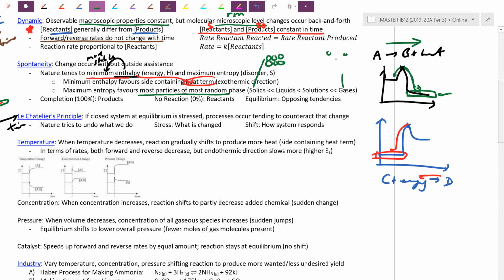Instead, as you get to gases, I've heated the system up so much that they can actually expand through the rest of the container. Of course, gases are a lot more chaotic than our solid state. So I'm going to prefer the side that has more moles of gas.